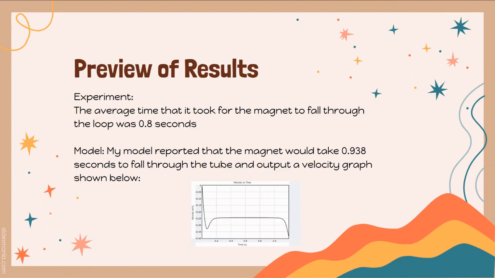And for a preview of the results, the average time that it took for the magnet to fall through the loop was 0.8 seconds. And in the model, it reported that the time was 0.938 seconds in order to fall through the loop, and the velocity graph is shown here.